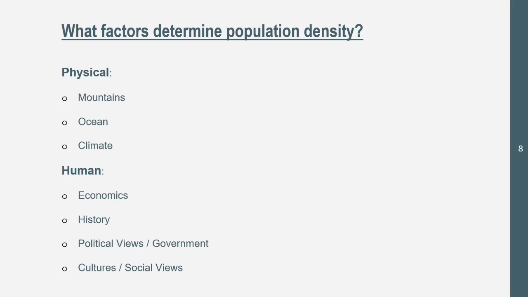Political views in government. Maybe you don't agree with how the government is run in a country. This may be not as common as a lot of the other human factors, but this certainly does impact migration.